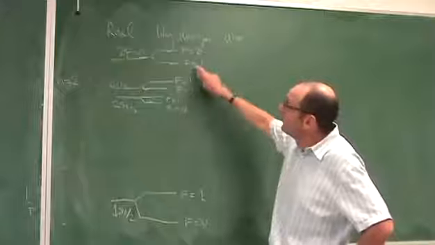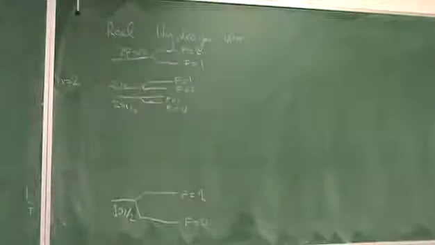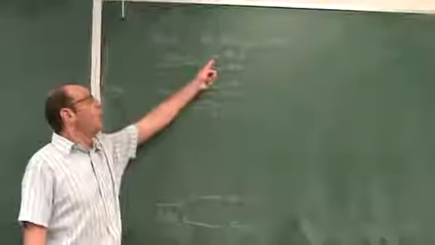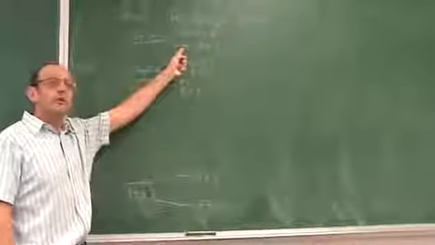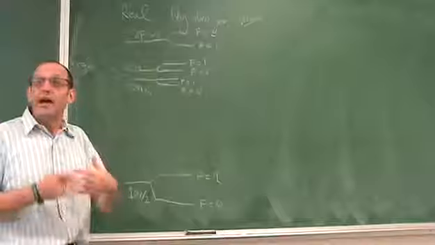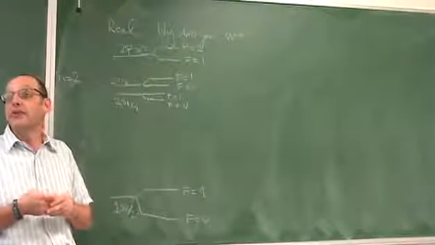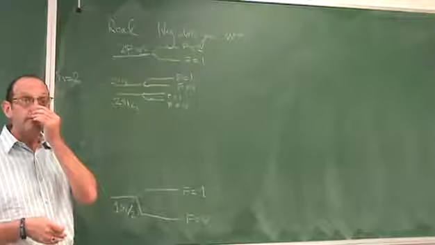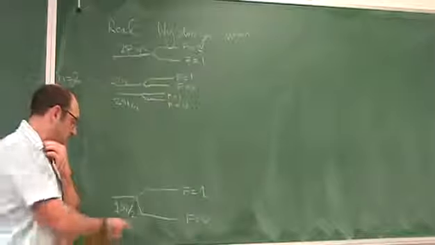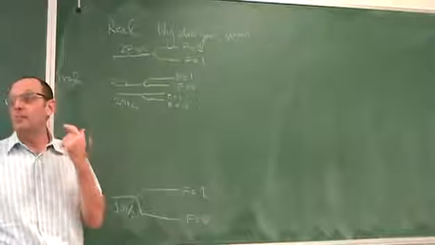And then, of course, each one of these states has m sub F magnetic sublevels within them. In this case, I would have a five-fold degenerate manifold, a three-fold, three-fold, one-fold, etc. And those levels could be split in the presence of a magnetic field, for example. All right, so we're finally done with hydrogen, and next week we'll start talking about multi-electron atoms.